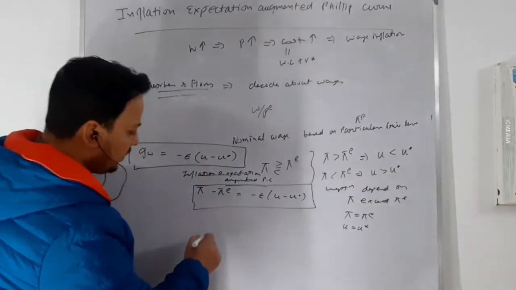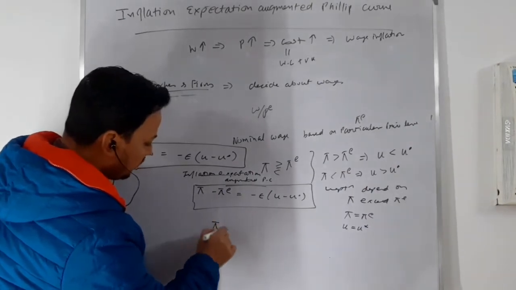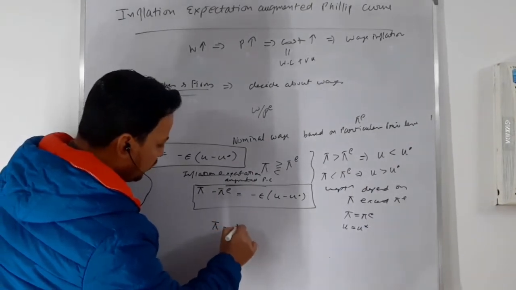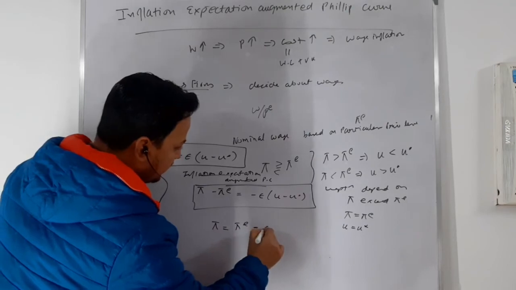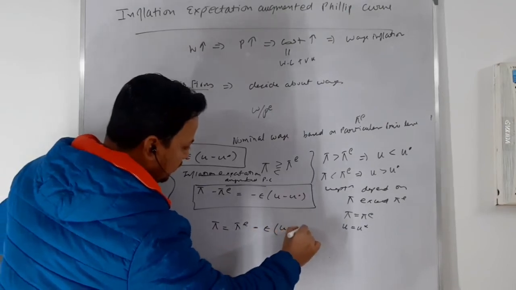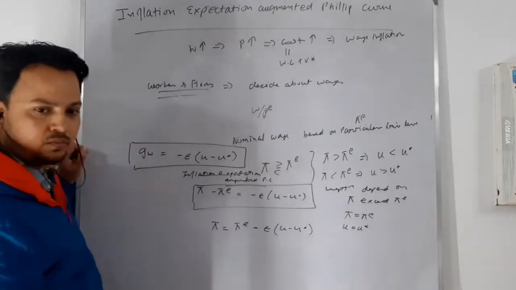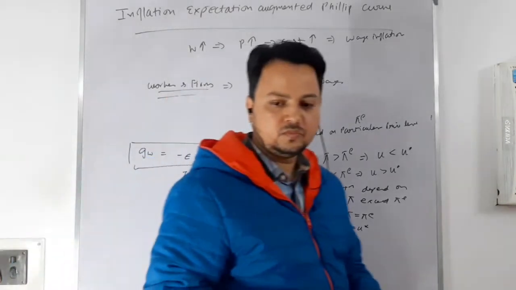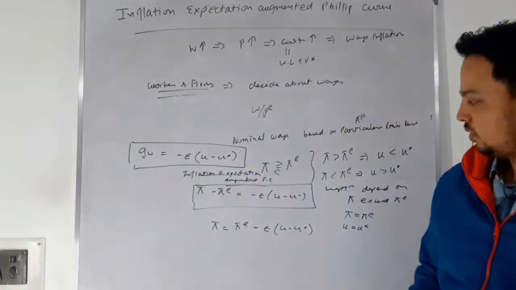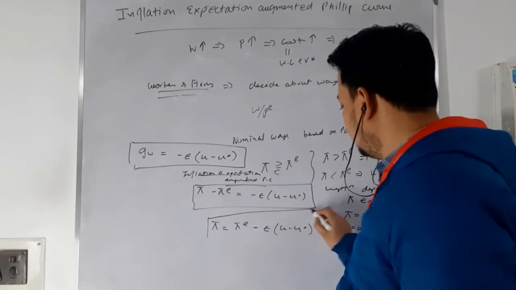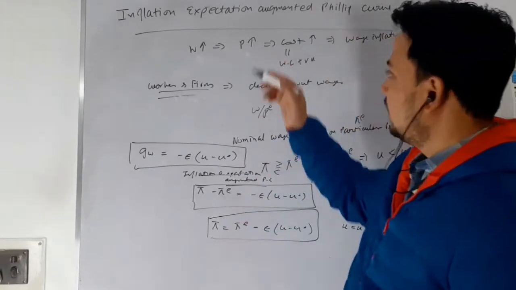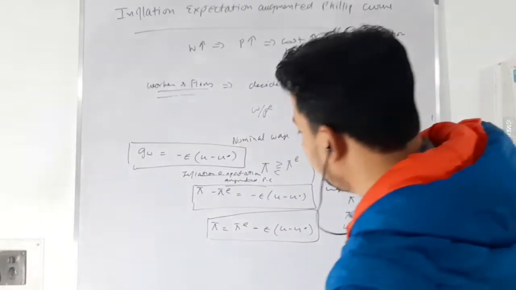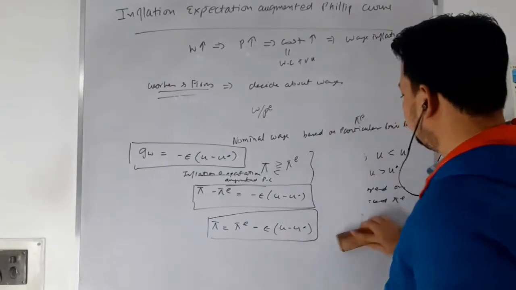This is the equation I have rearranged, writing it in terms of current year inflation: pi equals pi e minus epsilon times u minus u star. Clear, everyone? So this is the equation we get in the case of the inflation expectation augmented Phillips curve. Let me drop this one.